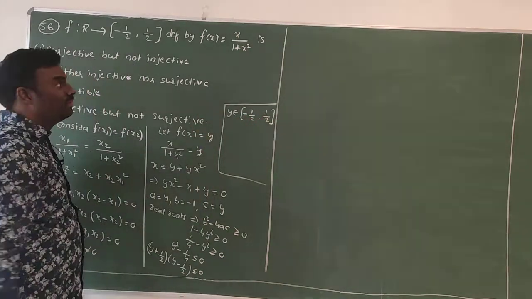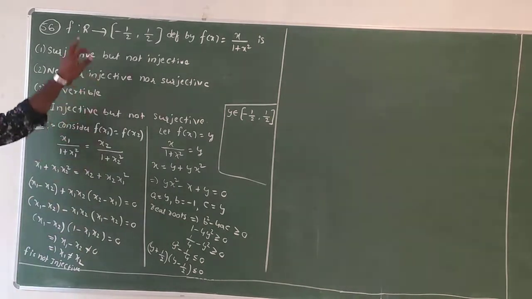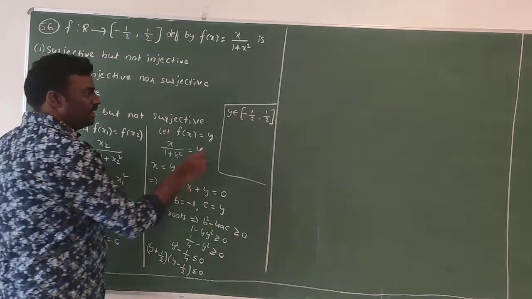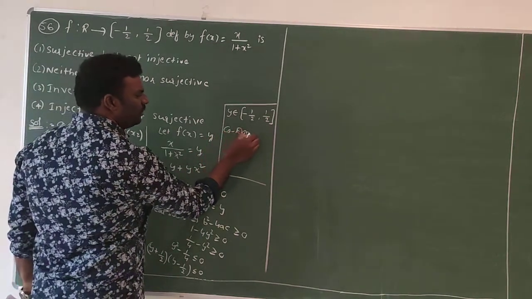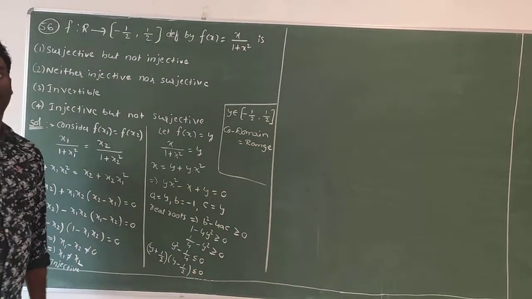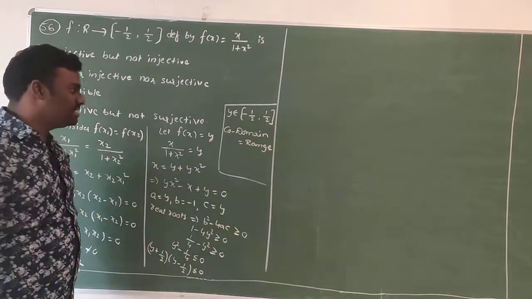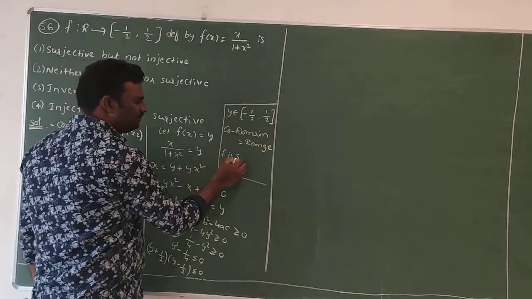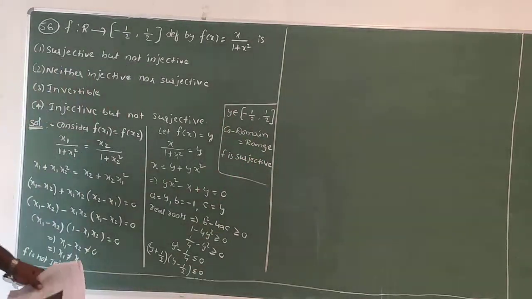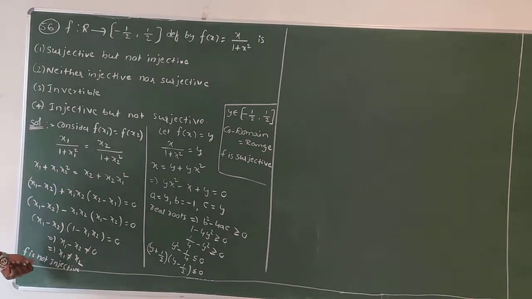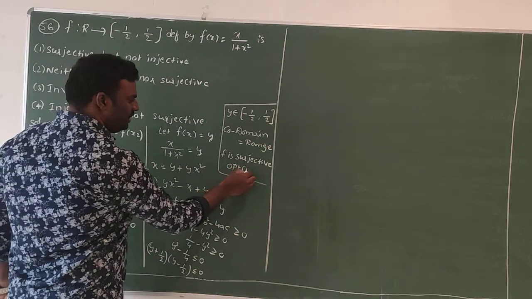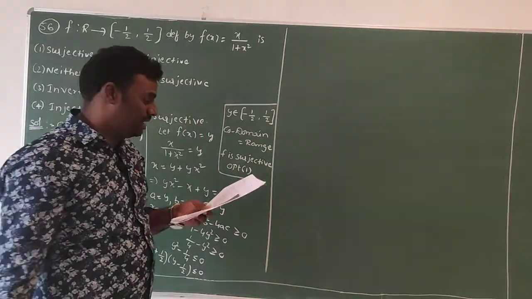This is the range. But what is the codomain? This is the domain, this is the codomain. The codomain is also the closed interval [−1/2, 1/2]. Therefore, codomain is equal to range. Whenever the codomain is equal to range, then the function is called surjective. Finally, it is surjective but not injective. That is nothing but option 1 is the correct answer for this question number 56.